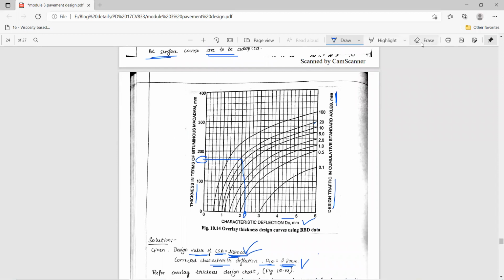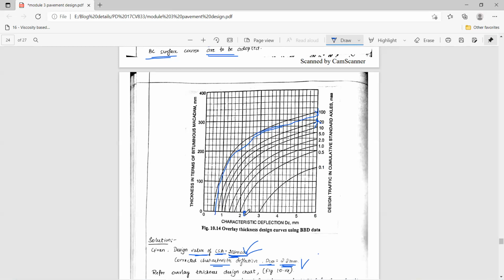Okay, now let us erase the previous one. So the traffic is okay. Here the x-axis value is how much? 2.21, right? So 2.21 means somewhere it will intersect here only. Traffic is 77 MSA. So here it is 20 and here it is 100. In between, if you consider 50, 60, 70, 70 means a curve will come somewhere like this.